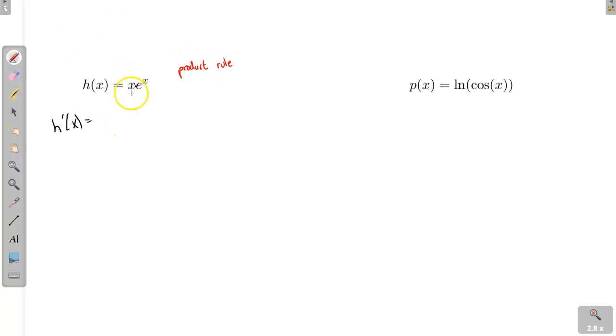All right, so we're going to keep x the same. We're going to multiply that by the derivative of e to the x, but it's going to look a little weird because the derivative of e to the x is e to the x. And then we keep e to the x the same, and multiply by the derivative of x, which is 1. So if I kind of write it a little bit nicer, x e to the x plus e to the x. All right, so that's our derivative.